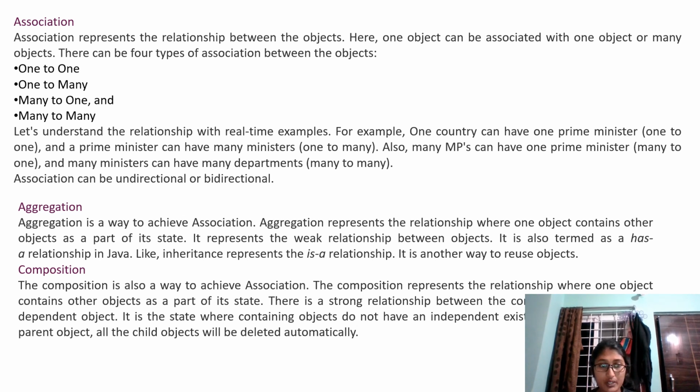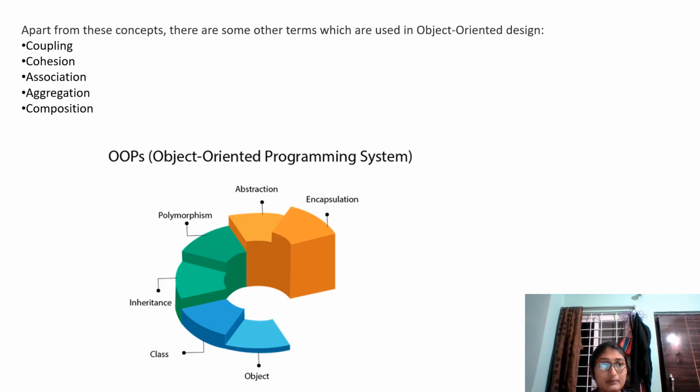Composition is also a way to achieve association. Composition represents the relationship where one object contains other objects as a part of its state. There is a strong relationship between the containing object and the dependent object. It is a state where the contained objects do not have independent existence. If the parent object is deleted, all the child objects are deleted automatically. Apart from this concept, there are some other terms which are used in object-oriented design: coupling, cohesion, association, aggregation, composition.